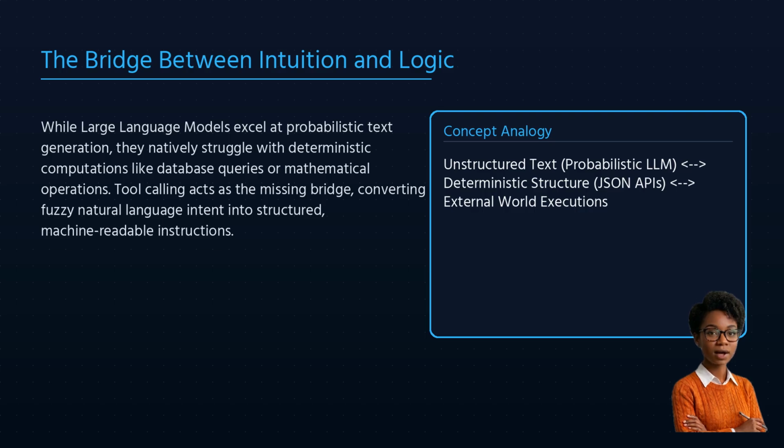But by the end of this lecture, you will master the theory of how we bridge this gap, transforming a stochastic text predictor into a reliable, enterprise-grade logic engine. Let's explore how this structural shift makes modern agentic workflows possible.